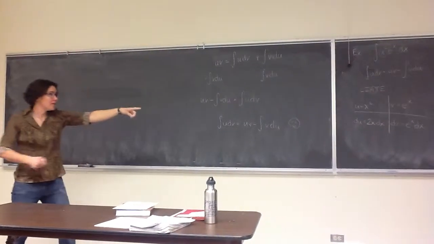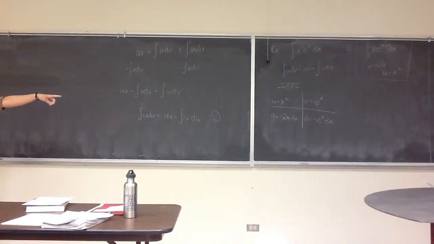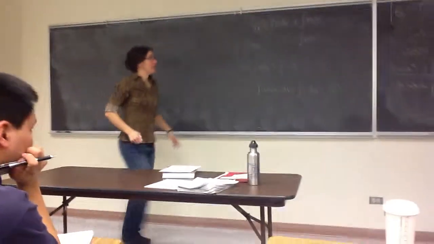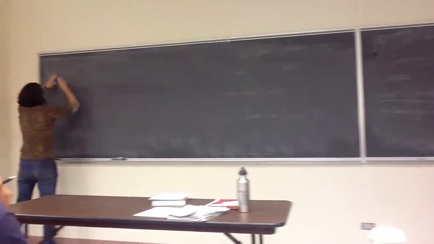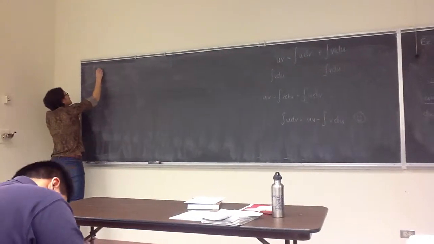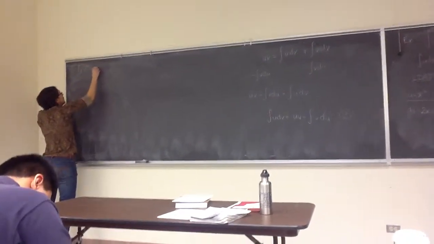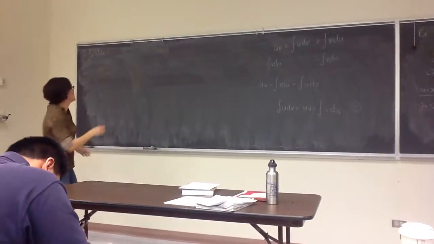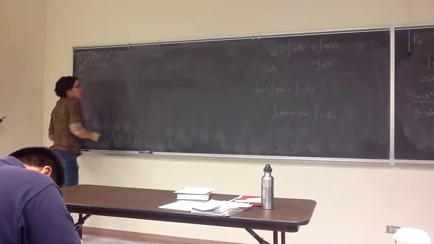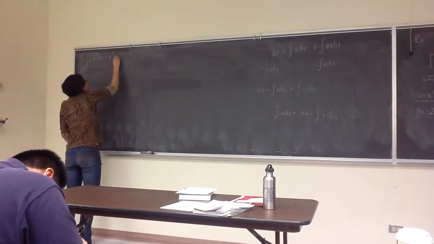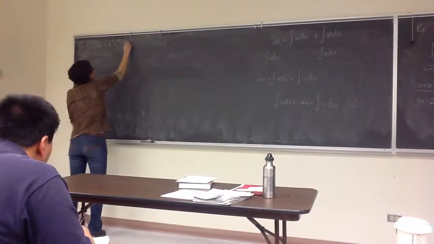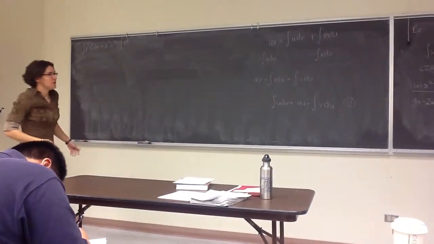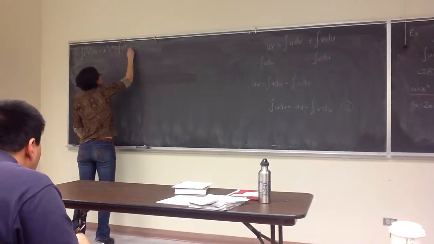Okay, questions or comments so far on the information we have? All right, so now we're going to look at uv minus the integral of v du. Okay, so we have the integral of x squared e to the x dx is equal to u, x squared, times v, which is e to the x, minus the integral of v, e to the x, times du, which is times 2x dx.